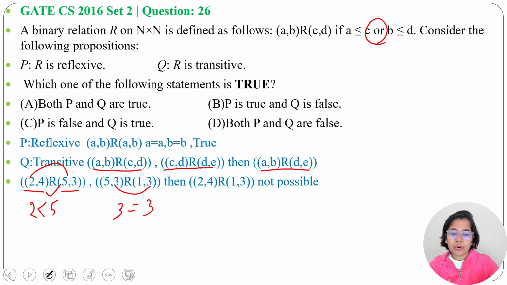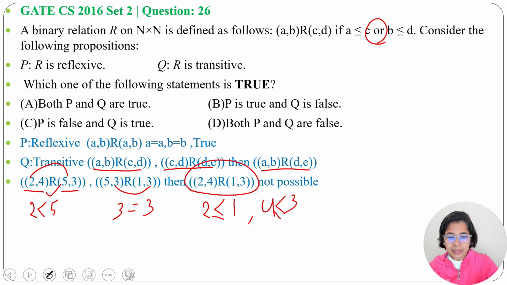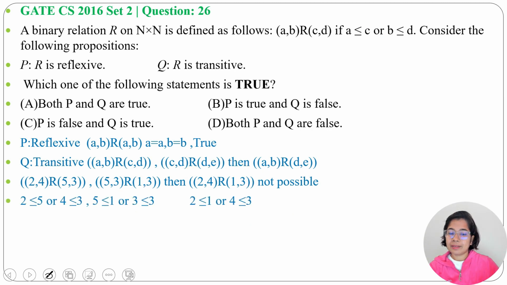Now (2, 4), (1, 3). Is 2 less than or equal to 1? No. Is 4 less than or equal to 3? No. This can't be present in the relation, as a is not less than or equal to c and b is not less than or equal to d. These two can be present but this is not. Hence the relation is not transitive. So we found the relation is reflexive but not transitive.